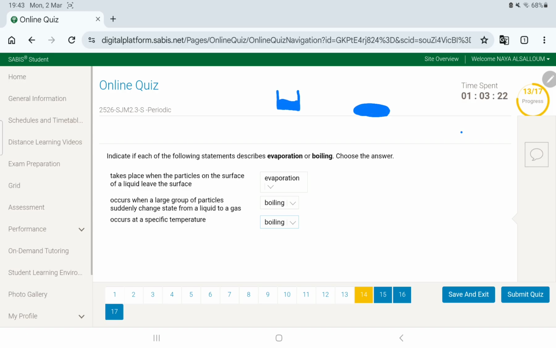Basically here, if you're boiling something, right, under the fire, let's say, if you want something to boil faster, suddenly all of these particles are gonna turn into a gas, right? For example, if you're cooking something, here a large group of particles suddenly change, it's boiling. Why? Because when you want to cook something, let's say, are you gonna wait for it to evaporate? No. This is why boiling is faster than evaporation.